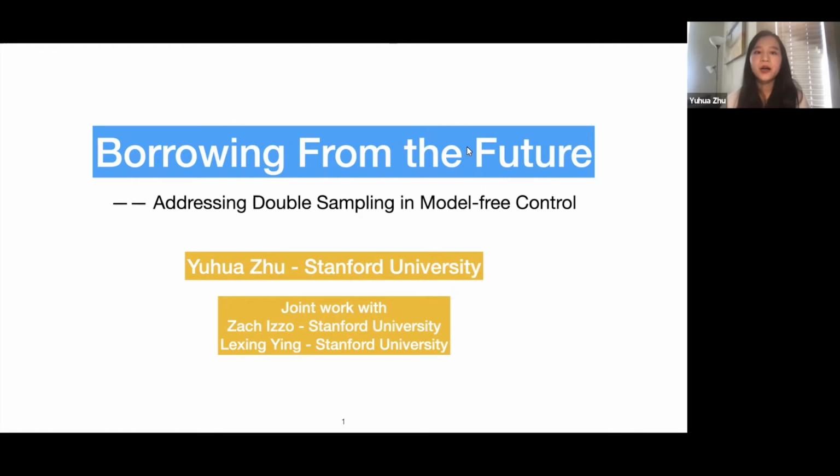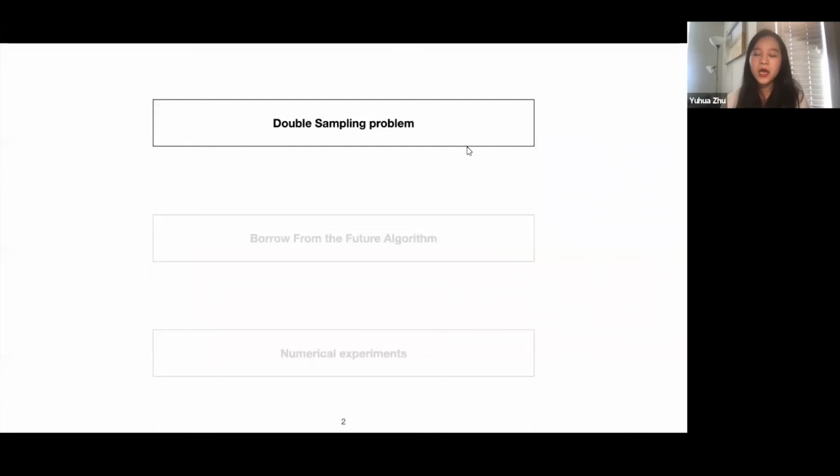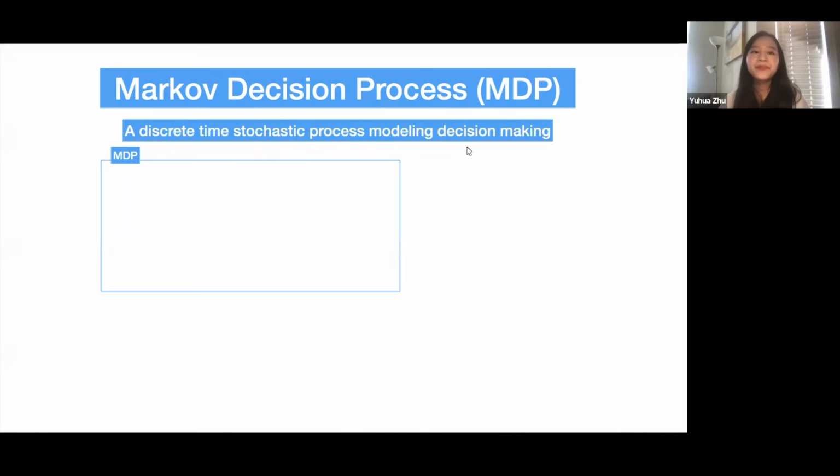Today, I'm going to talk about a new algorithm to alleviate the double sampling problem in model-free reinforcement learning. It's a joint work with Zach and Lexing from Stanford. So first, I will introduce what is the double sampling problem.